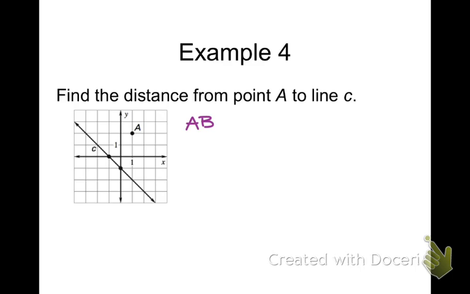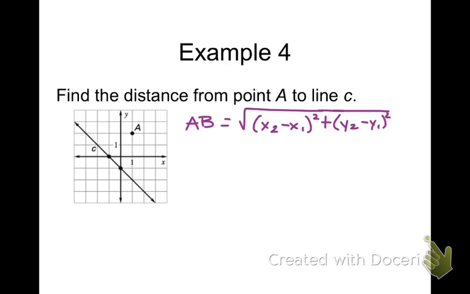The distance AB equals the square root of (x2 minus x1) squared plus (y2 minus y1) squared. There's your minus. All right, so in this case, we need to find the distance from point A to line C. And to find distance, you need to find the perpendicular length from A to C.